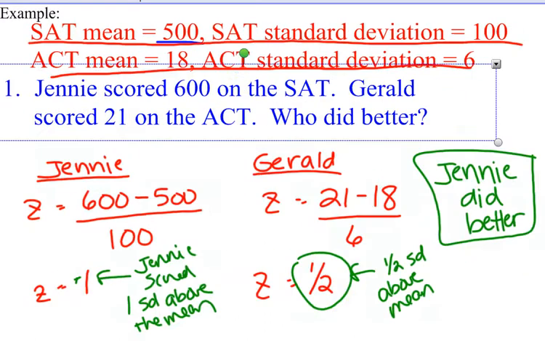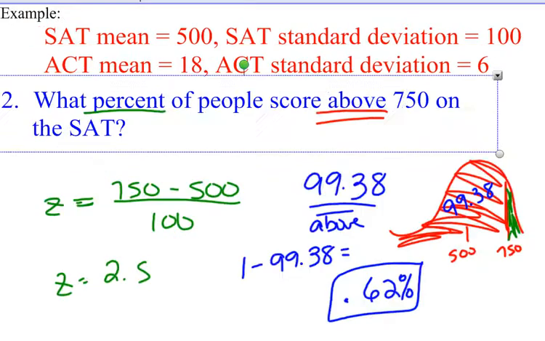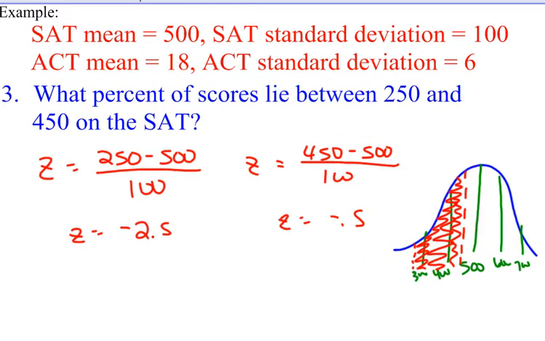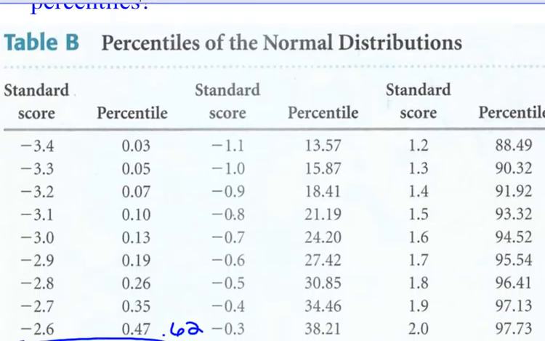So in table B, I need a z-score for negative 2.5. So negative 2.5 right here. I have 0.62. So that is this one right here. This percent and less, sorry, not that, the dashed line, is 0.62. Now let's look at my other standard score, my z-score of negative 0.5. Negative 0.5, right here. That's 30.85.